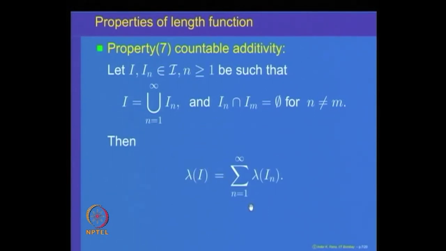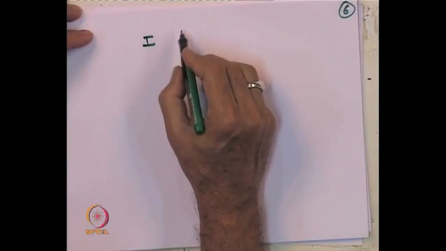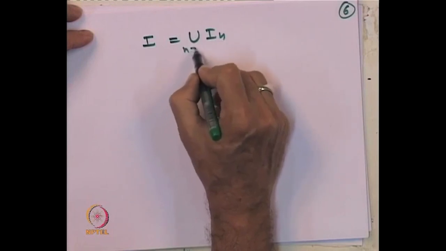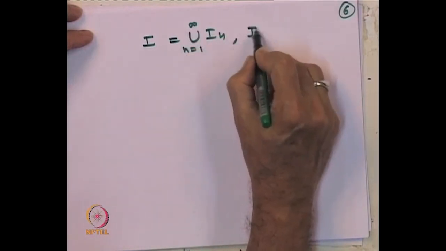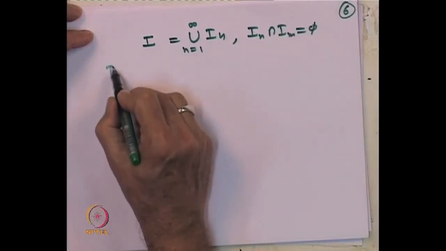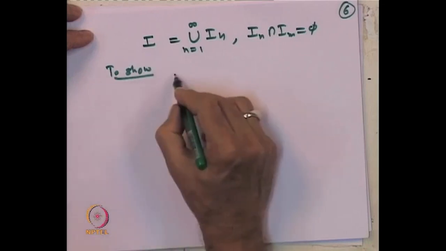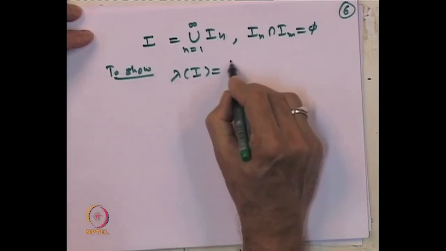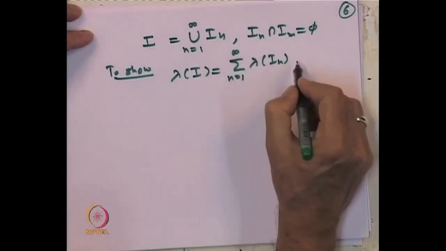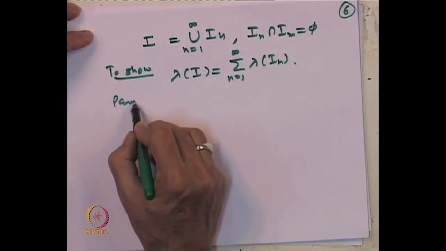So, we are going to use this property to prove what is called the countable additive property of the length function. It says that if an interval I is written as a countable disjoint union of intervals I n's, then the length of the interval I is equal to the summation of the lengths of I n's. So, let us start looking at the proof of this property. I is an interval which is written as a union of I n's, n equal to 1 to infinity, where the intervals I n intersection I m is empty, for n not equal to m. To show that the length of I is equal to the summation of the lengths of I n's, n equal to 1 to infinity.